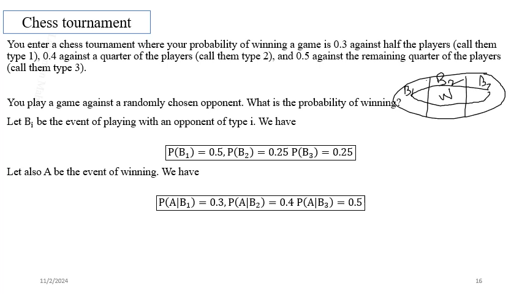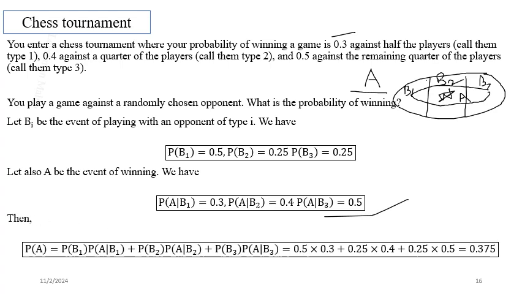Further information is given to you. What is the probability of winning against a type 1 player? It is 0.3. If you suppose you call it W, in place of W, call it A. I had defined A given B now, so that's why I have taken the notation A. So A is winning. So, probability of A given B1 is 0.3. Probability of A given B2 is 0.4. Probability of A given B3 is 0.5. So all these are given in the question.